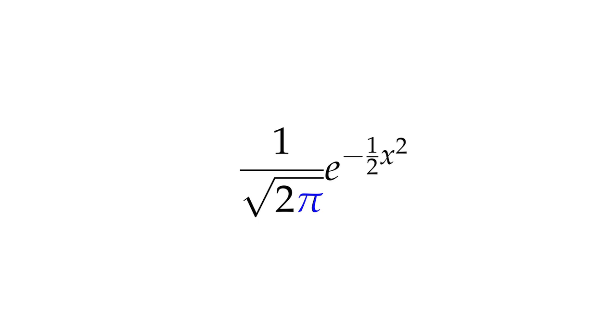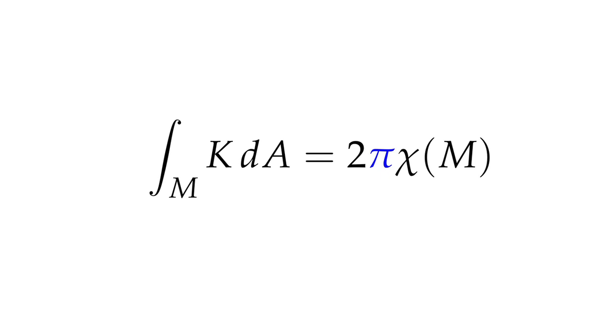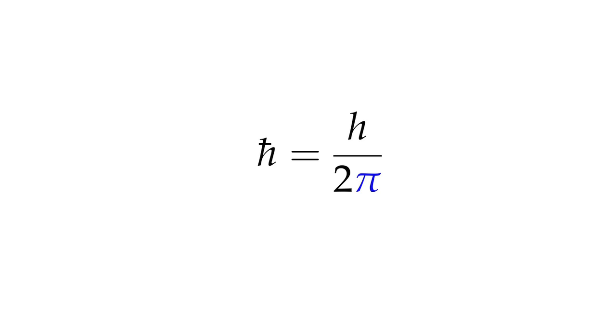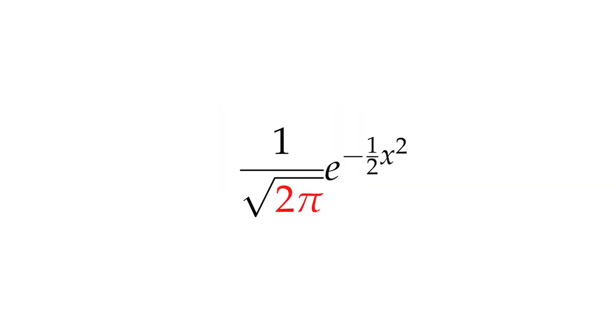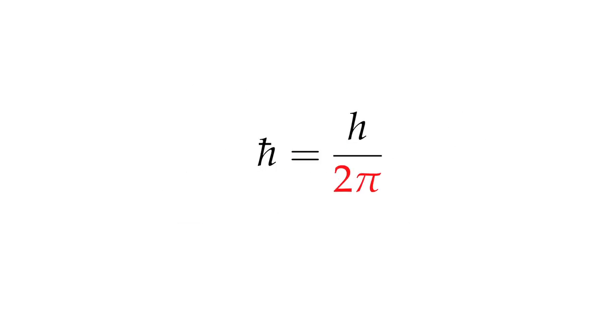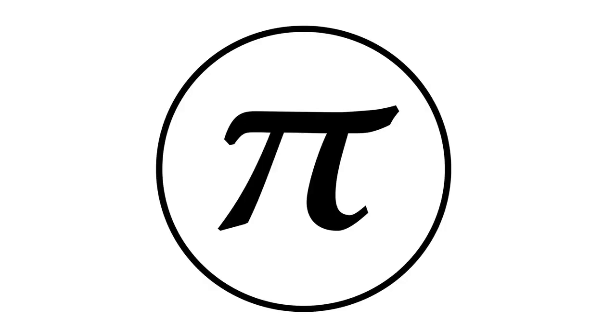And, best of all for mathematicians, pi appears throughout mathematics. The normal distribution, Cauchy's integral formula, the Gauss-Bonnet theorem, Stirling's approximation, the reduced Planck constant. But let's stop. Did you notice something? It's not just pi that appears, it is 2 pi. For thousands of years, we have been looking at the wrong number.